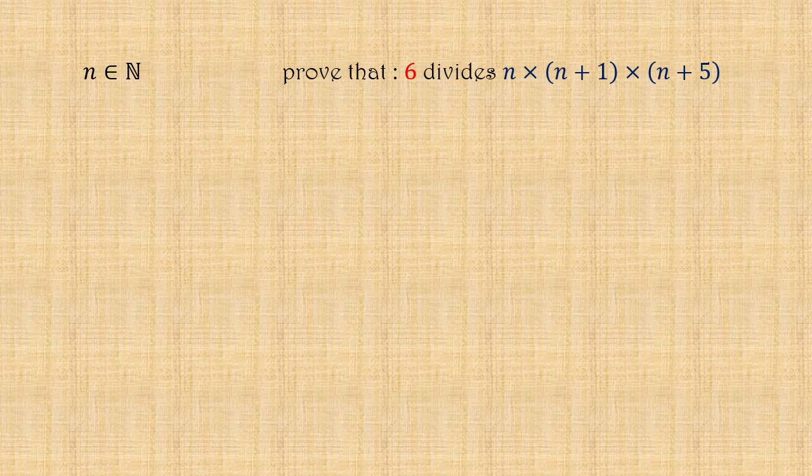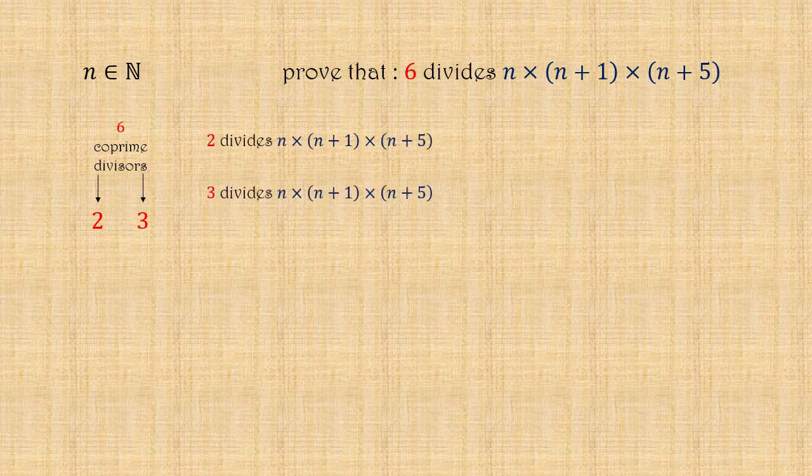method. As we know that 6 is equal to the product of two coprime numbers which are 3 and 2, it will be enough to prove that this number is divisible by 3 and 2 in order to deduce that it is divisible by 6. Let's start with the divisibility of n multiplied by n+1 multiplied by n+5 by 2.